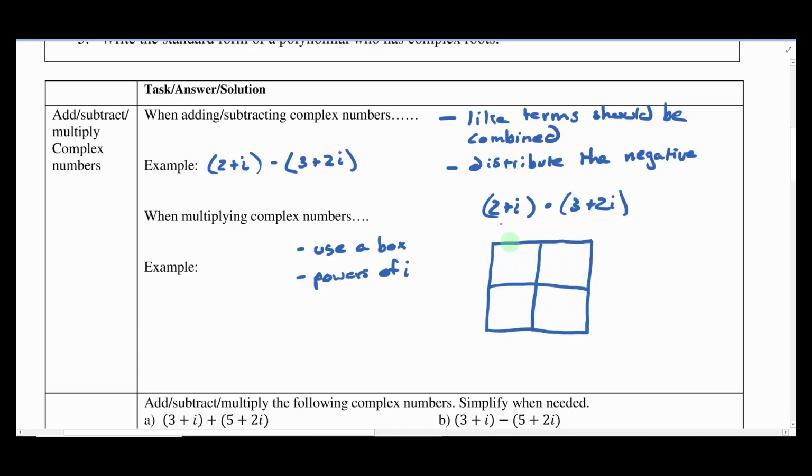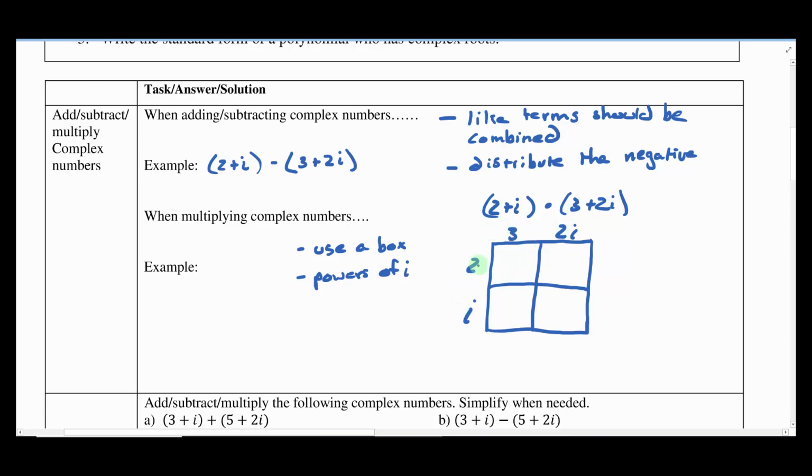And the reason I'm doing a 2 by 2 box is because in each complex number I have two pieces, right? So I have a 2 and an i. So that way I can take 2 and the i and put it here along the side of my box. And then over here on the top, I'm going to do 3 and 2i, right? And everything's positive here, so we don't have to worry about any negatives.